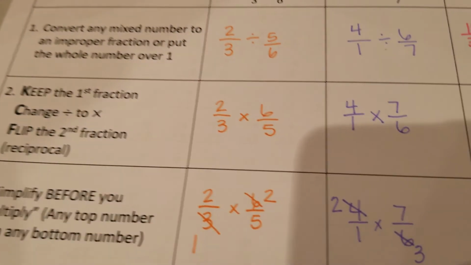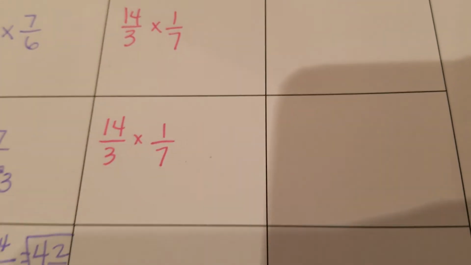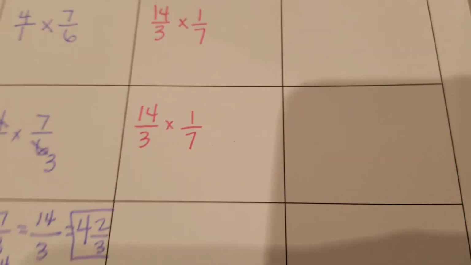Okay. Now we're going to go back and do our keep, change, flip. So we're going to keep our first fraction. We're going to change our division to multiplication, and we're going to flip the second one. So 7 over 1 becomes 1 over 7. Now we're going to rewrite it and simplify before we multiply. Okay, 14 and 3 aren't in the same row, 1 and 7 are not. So then we have to look diagonally, and 14 and 7 are. They are both underneath the 7.